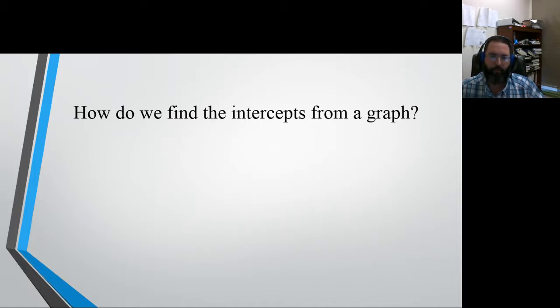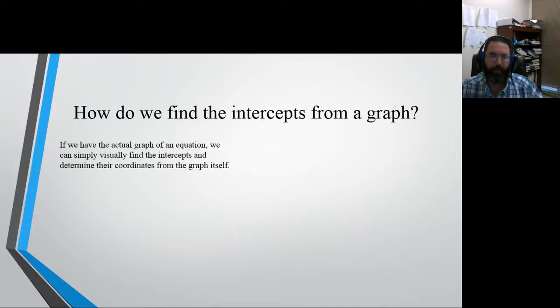How about finding intercepts from a graph? If we have the actual graph of an equation, we can simply visually find the intercepts and determine their coordinates from the graph itself.